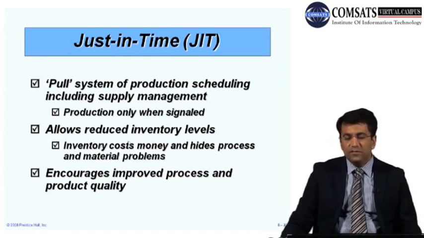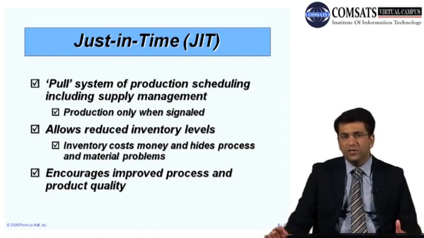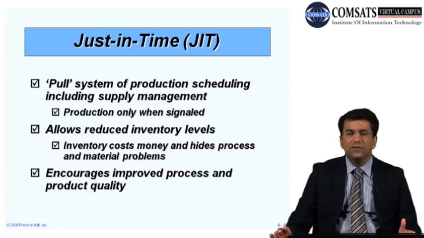It allows reduced inventory levels, because inventory costs money and hides the process and material problems. It encourages improved process and product quality. So this is the basic concept about the JIT system. Generally speaking, if we sum up this discussion, JIT involves producing or delivering the goods just when they are needed in order to reduce the inventory within the organization, so that we can improve the quality and reduce the cost of quality. So that is the concept behind the just-in-time approach.